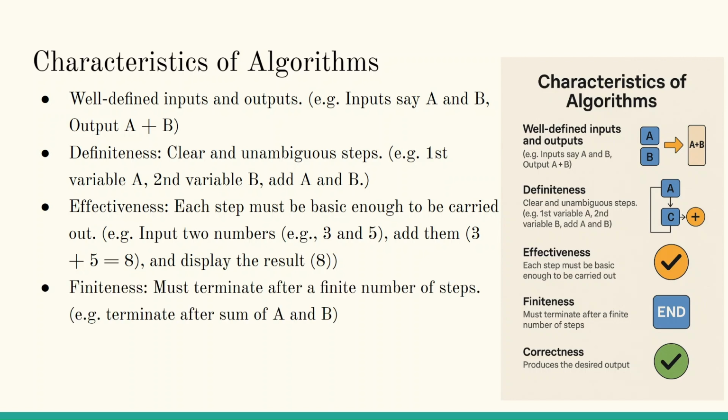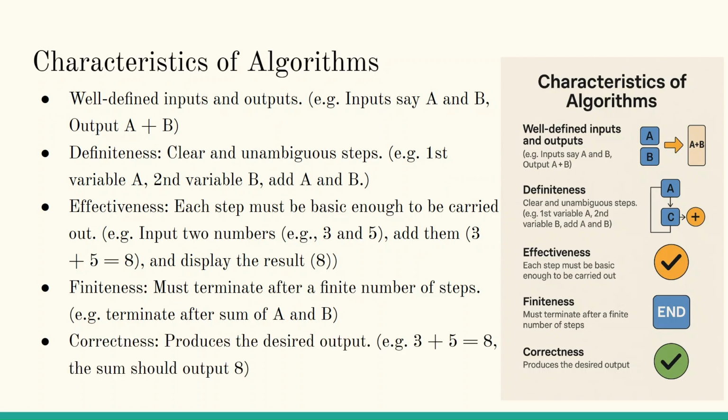Finiteness. The algorithm must terminate after a finite number of steps. Here, the process concludes immediately after providing the sum of A and B, ensuring the algorithm doesn't go on indefinitely, right? So we need an output, so it has to be finite. Correctness. The algorithm should produce the desired output. If you input A equals 3 and B equals 5, the algorithm calculates 3 plus 5 equals 8, which is correct.